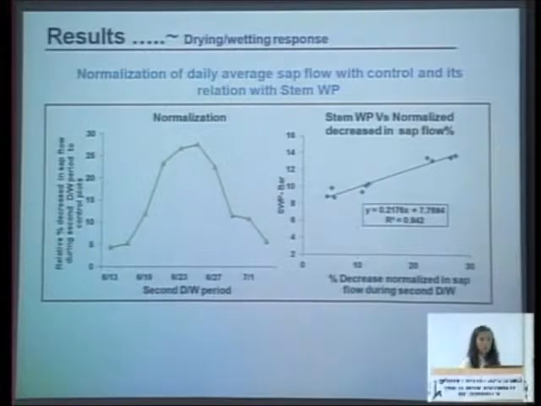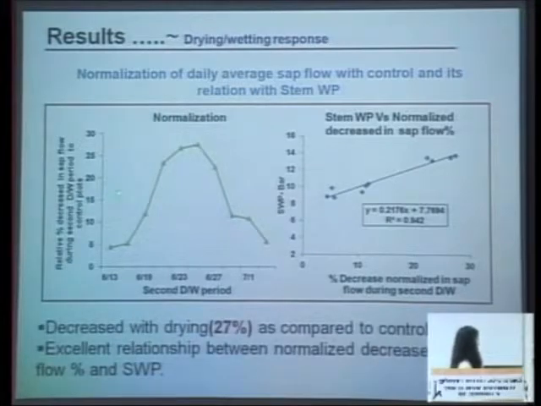We try to normalize this factor by comparing with the control plot. Here, with the relative percentage decrease in sap flow during the second drying period compared to the control plot, we found that 27% of sap flow had decreased as compared to the control plot, with an excellent relationship between sap flow, percentage decrease in sap flow, and the stem water potential.